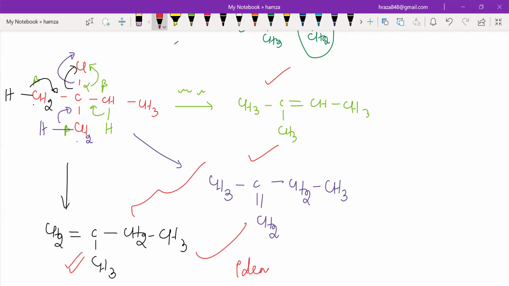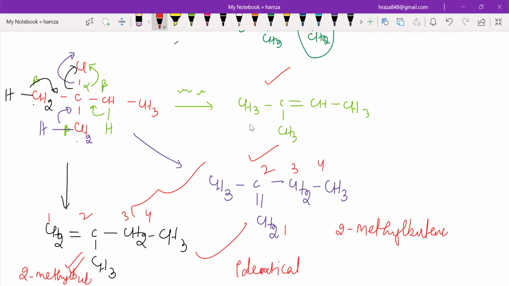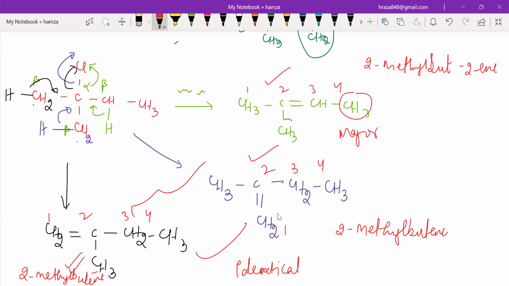If you are going to name it 1, 2, 3, 4, the name will be 2-methyl butene. And if you are going to name it 1, 2, the name will also be 2-methyl butene. And if you are going to name it 1, 2, 3, 4, it will be 2-methyl butene, and it will be the major product because along the double bond you can see we have 3 alkyl groups, and with this we have only 2 alkyl groups.